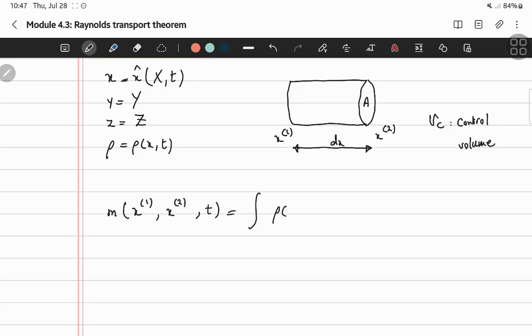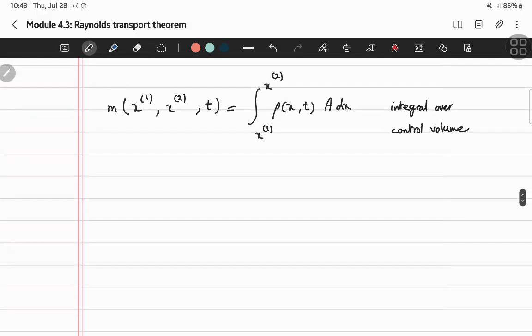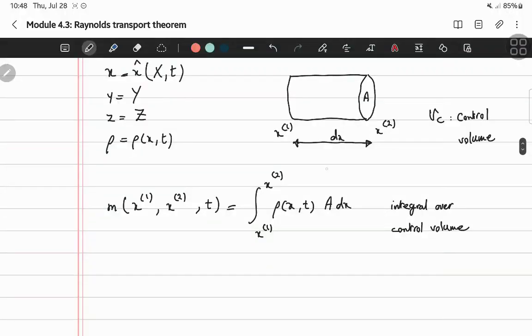So we have rho, sorry, as a function of x and t, and then we have dv. So instead of dv, we're going to write A, since this A is constant, and dx. So it is changing from x1 to x2. So now we are integrating over the control volume. So integral over control volume.